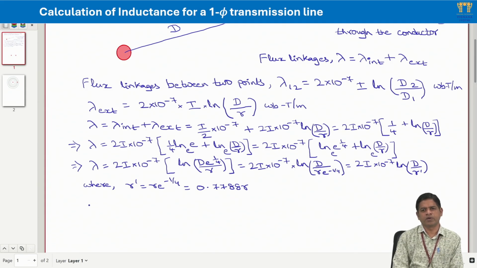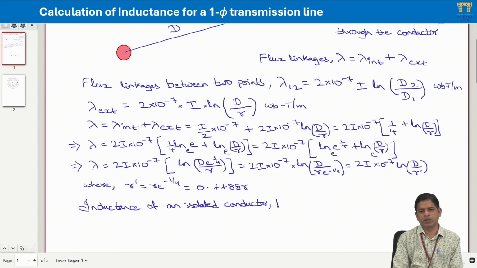So from this, if I want to calculate the inductance of an isolated conductor, then that would be L is equal to the ratio of flux linkages to current, which is equal to, from the above expression, 2 into 10 power minus 7 log d by r dash, and the units of it will be Henry per meter. Right. So this is about calculation of inductance of an isolated conductor.